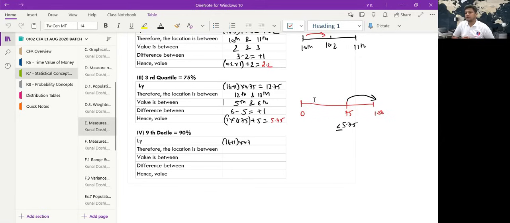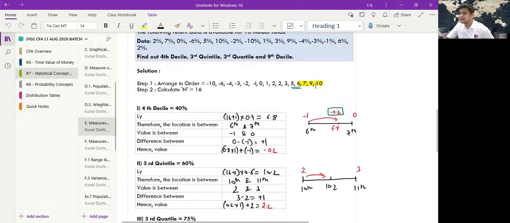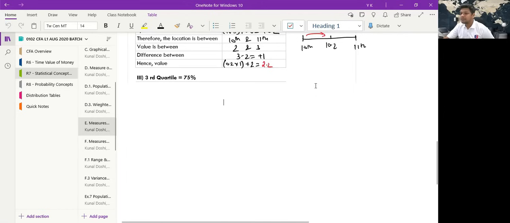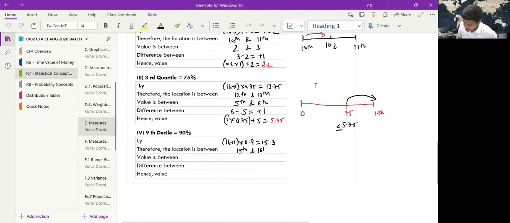16 plus 1. 15.30. Sorry, not 0.75, 0.9, right? 0.90. Correct, sorry. So you have 15.3. So the location is between the 15th and the 16th number, and these are the last numbers, right? So that is 9th and 10th. 15th and 16th number, that is 9th and 10th, right? So we will write the values between 9th and 10th. Sorry, 9 and 10.